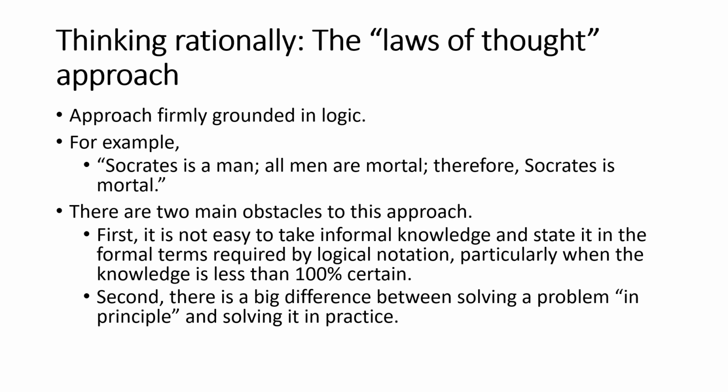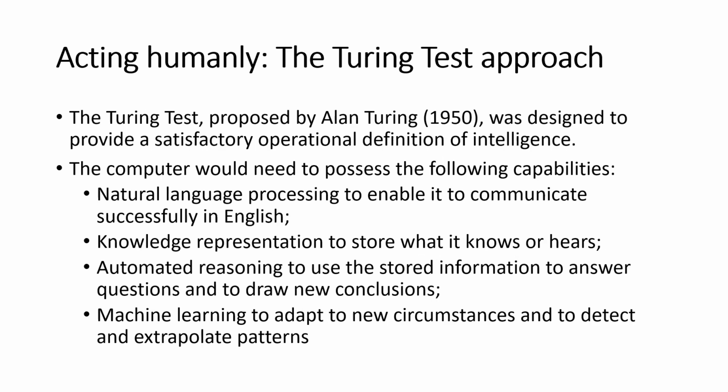The goal is to derive correct conclusions from the given facts. So there are some facts given, and from the facts we have to derive the correct conclusion. For example, expert systems, automated theorem provers, and logic-based AI systems are examples. And the next one is acting humanly. That is the Turing test approach.